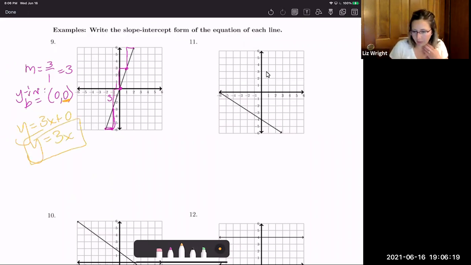All right, let's try number 11. So 2 good lattice points. It looks like the y-intercept's another good one. Looks like we've got a good crossing point here. So up 2, left 1, 2, 3. Let's try another one. Up 2, left 1, 2, 3. That looks like it's good. So my slope on this one is going to be negative 2/3. Again, it's your rise over your run. And then my y-intercept as an ordered pair is going to be 0, negative 4. So then you're going to write y equals negative 2/3 x minus 4.